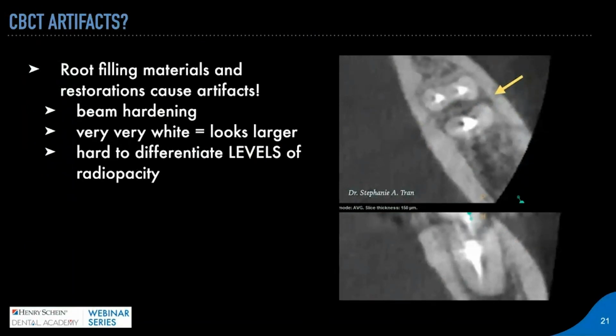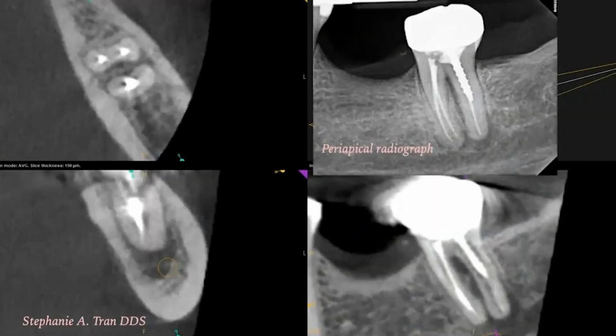The beam hardening will make them kind of flare out and have these little striations, which are hard to see. It's hard to make sure what's a crack and what's just root filling material. And it's also difficult to differentiate levels of radiopacity. So we can see all the little beam hardening examples here. And then here we can compare very closely what root filling materials and restorative materials will look like in a CBCT. You can't really tell the difference in radiopacity, like whiteness, of a post even versus gutta percha.